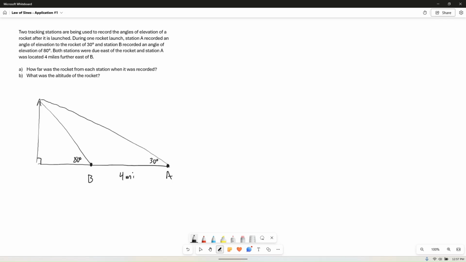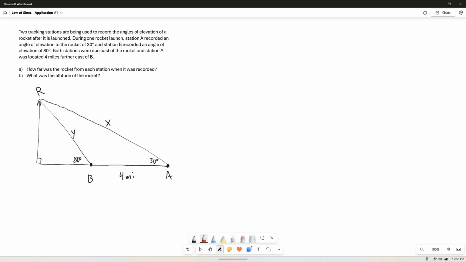For the first part, what we want to find is the length of the two diagonal sides here. Let's just call them X and Y. You can use whatever letters you want, it doesn't really matter. R is the angle up where the rocket's located. We may not need that, but we might. We'll see. So let's take a look at the information that we're given.